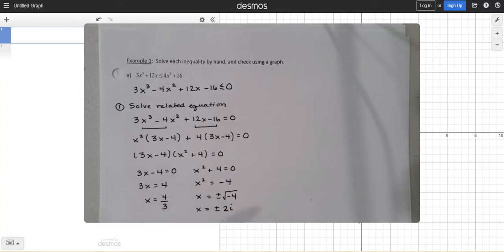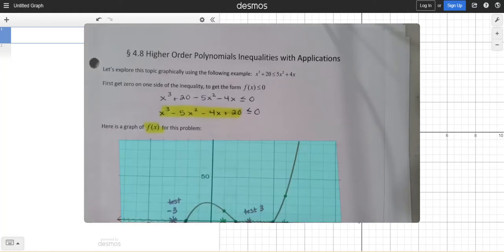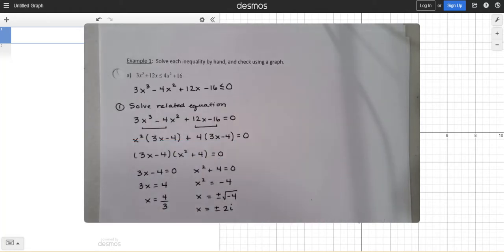Now, that plus or minus 2i, remember where I'm going for, right? I'm going for the x-intercepts here. Plus or minus 2i is not going to be an x-intercept. So even though it's truly a 0 of the equation, that's actually not going to be on the graph. So the x equals 4/3 is the only real valued 0, the only one that's going to be on the graph, and therefore the only one I have to worry about.